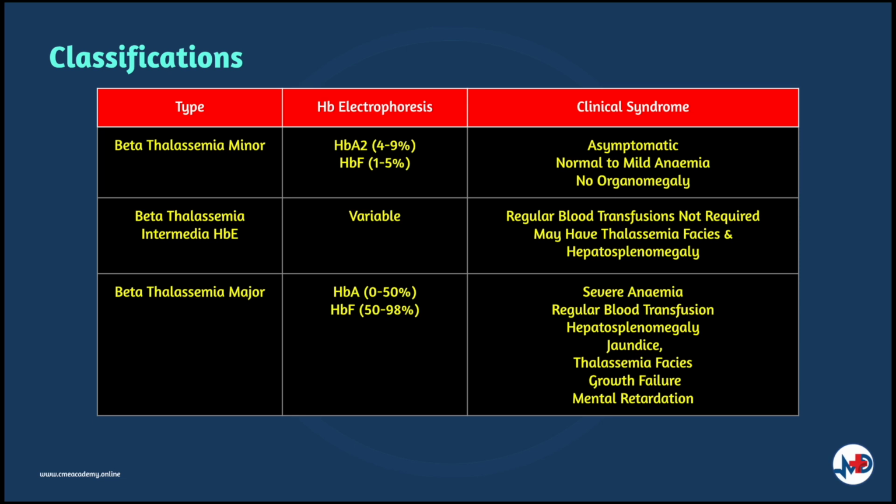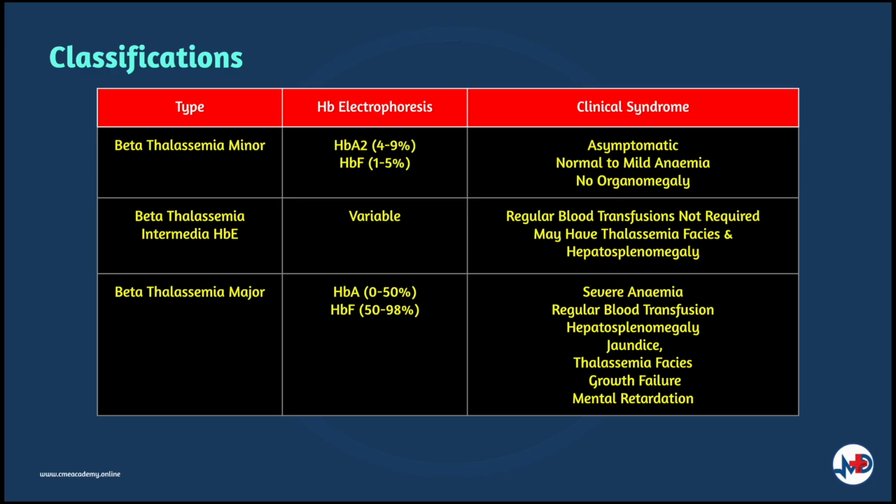Lastly, we have beta thalassemia major, which is also known as Cooley's anemia. This occurs in homozygous patients where they will present with severe anemia seen at 4 to 6 months or before the age of 2. These patients will require regular blood transfusion as well as iron chelation therapy. They would have signs and symptoms of hepatosplenomegaly, jaundice, thalassemic facies, growth failure, and mental retardation.